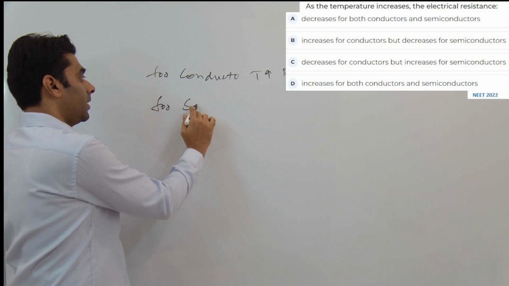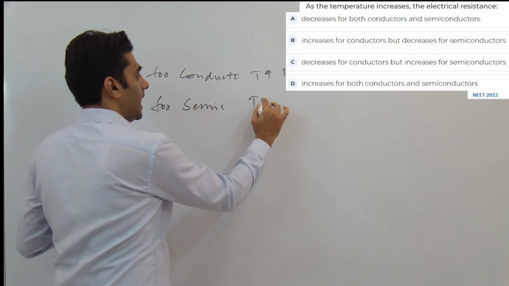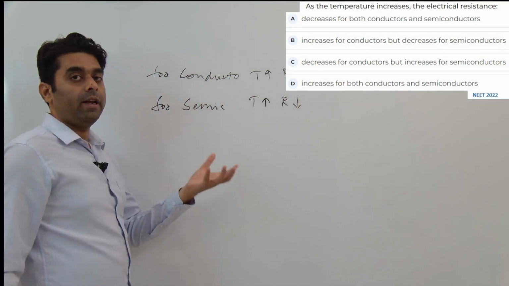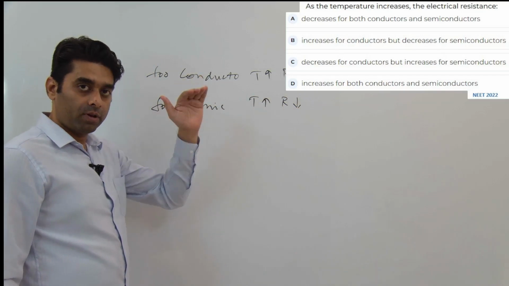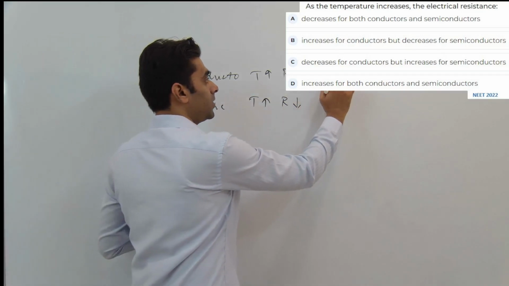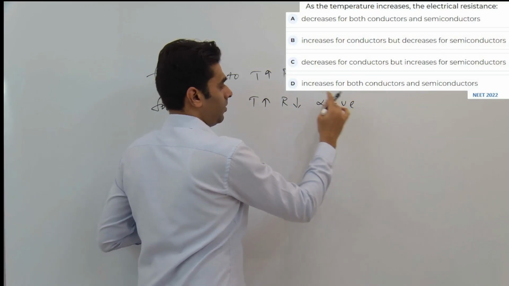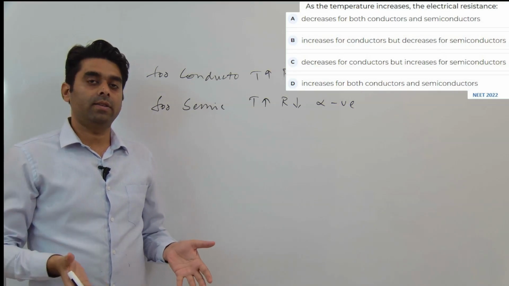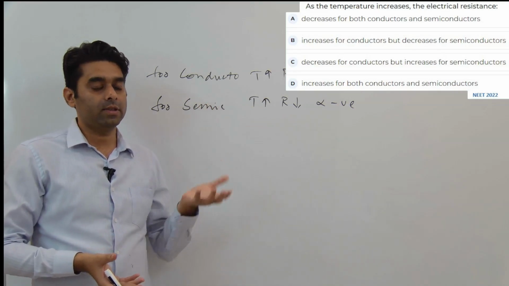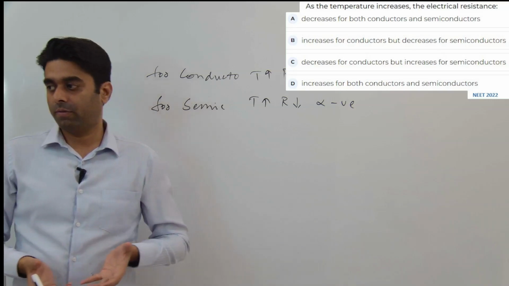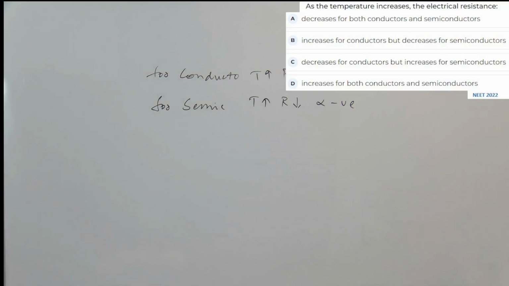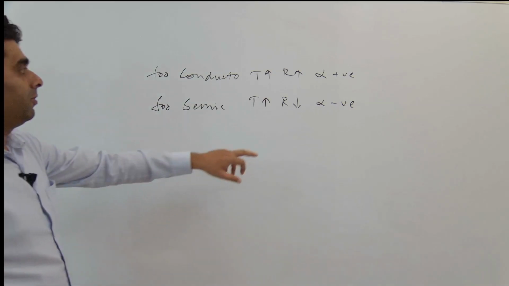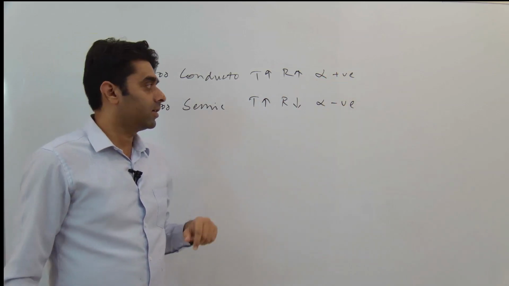Whereas for semiconductors, as temperature increases, resistance will decrease, because the number of free electrons increases in the semiconductor, that's why the resistance decreases. Here alpha is positive, whereas over here alpha is negative. All this information is not required, they are only asking what happens to the resistance of conductors and semiconductors. So for conductors resistance increases, for semiconductors it decreases. Fine. I have written this, and alpha is the thermal coefficient. For conductors alpha is positive, for semiconductors alpha is negative. Fine.